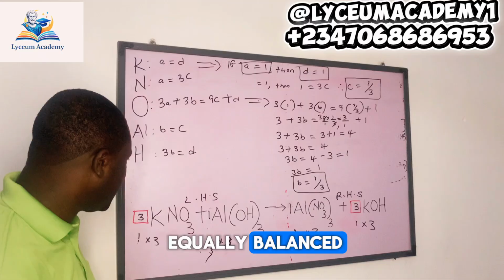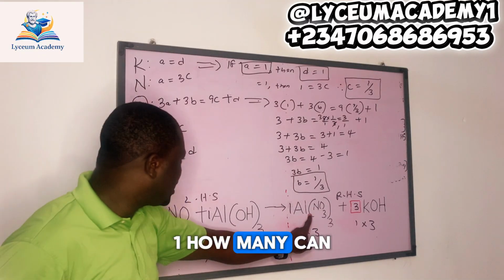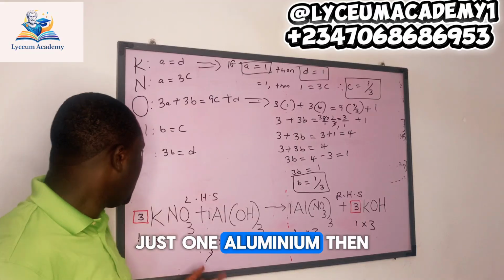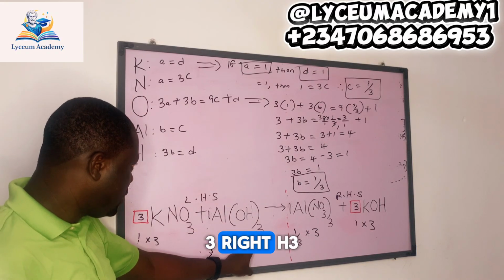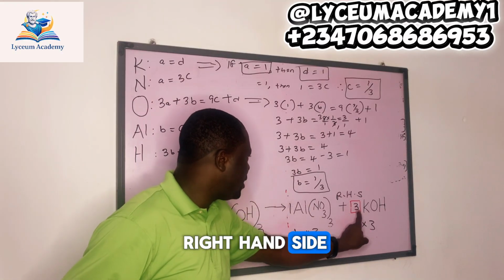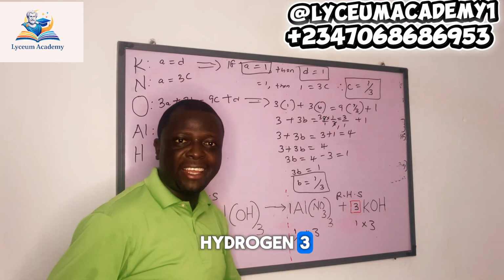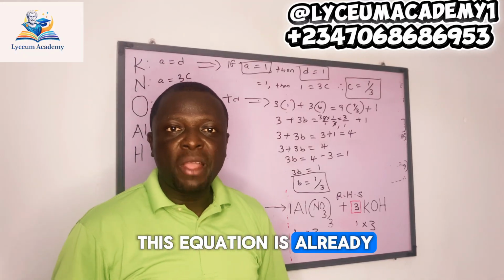Oxygen is equally balanced. Let's go back to aluminium. Aluminium is how many here? 1. How many can you see here? Just 1 aluminium. Then hydrogen is how many here? 3. How many hydrogen do you have on the right hand side? This 3 affects the hydrogen. 3. As you can see, this equation is already balanced.